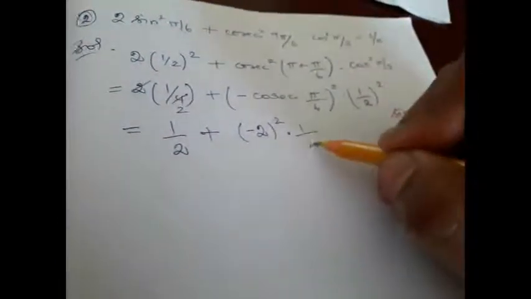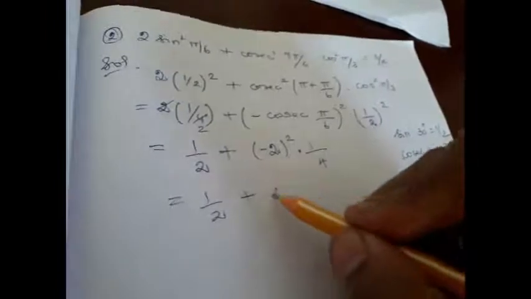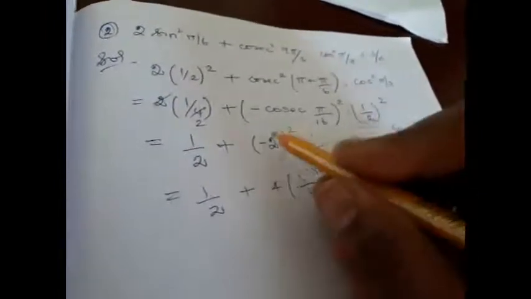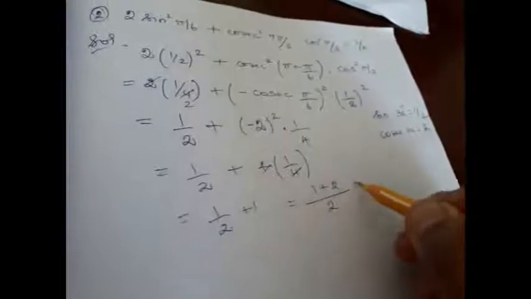If you want, you retain this minus: 2 the whole square into 1 by 2 square, which is 4, equal to 1 by 2 plus 2. If we square it, it will become 4. So 4 into 1 by 4, minus, if you square it, will become plus. So 4 will get cancelled. 1 by 2 plus 1, which is equals to 3 by 2. Thus we got our right hand side. So we proved.